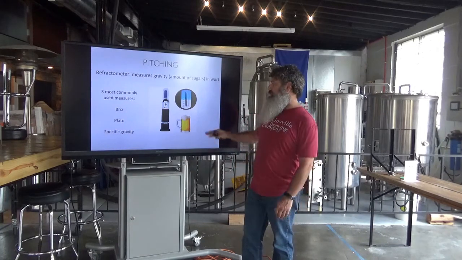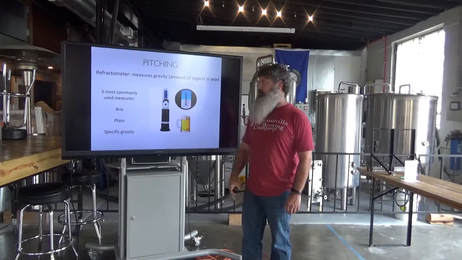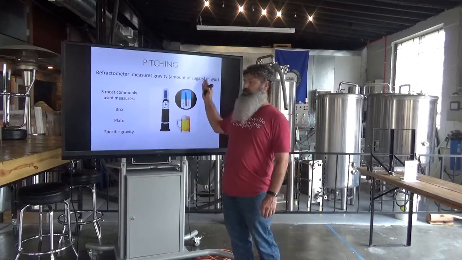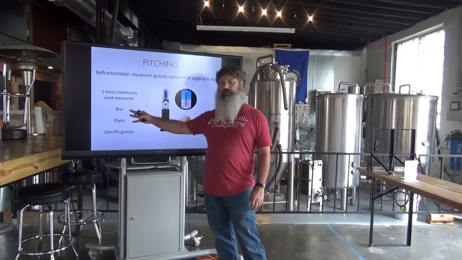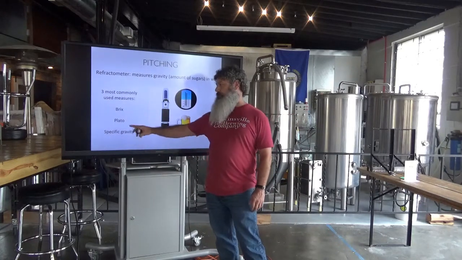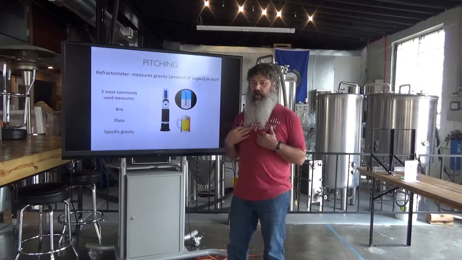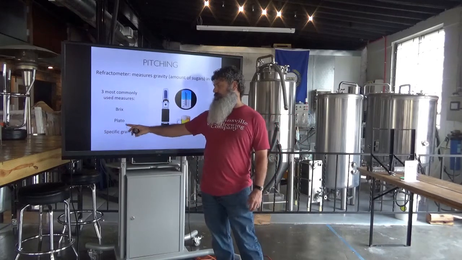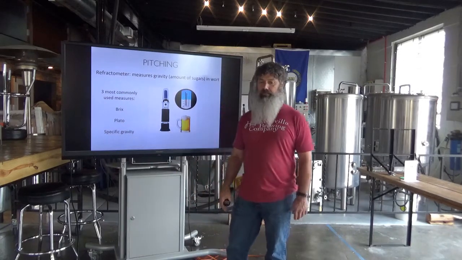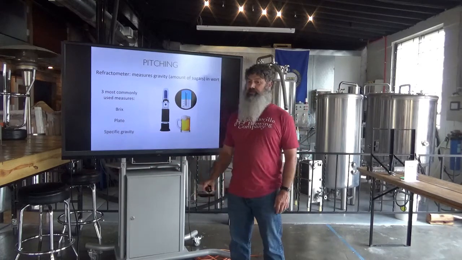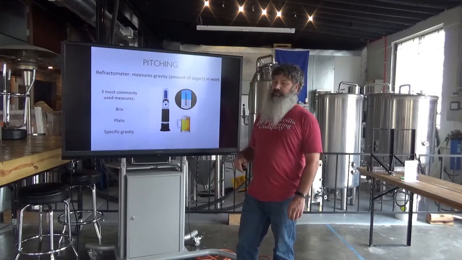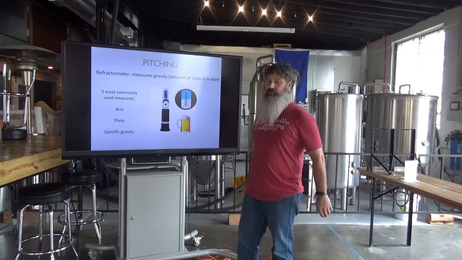And then there's Plato out there as well. It just depends on which refractometer you get. And again, it's just measuring the gravity. How much sugar is actually in your wort? 3 commonly used measurements: Brix, Plato, and specific gravity. I personally would argue specific gravity and Plato, the 2 most common. Here at Hopkinsville Brewing Company, we use specific gravity. But as you showed in the other slide, the formula accounts for Plato.